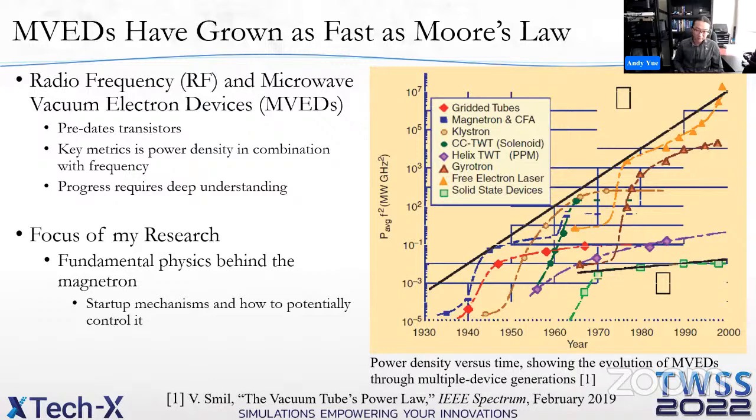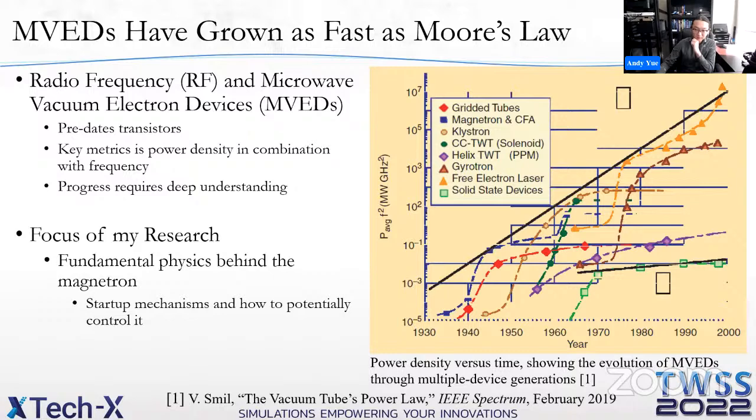However, with the ever-increasing needs for higher power and higher frequencies, people have begun to shift their focus back to MVEDs, such as magnetrons, klystrons, and traveling wave tubes, and others. The figure on the right shows time on the x-axis, and the y-axis is a figure of merit, which is a combination of power and frequency. It is average power times frequency squared, in megawatt gigahertz squared, a very big unit.